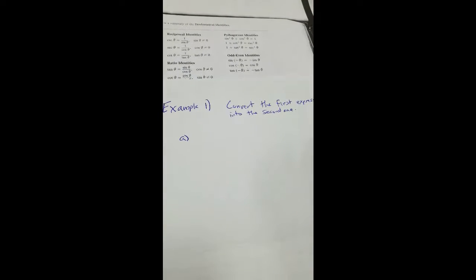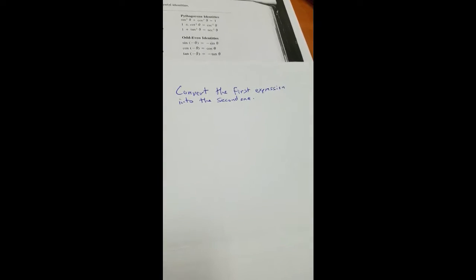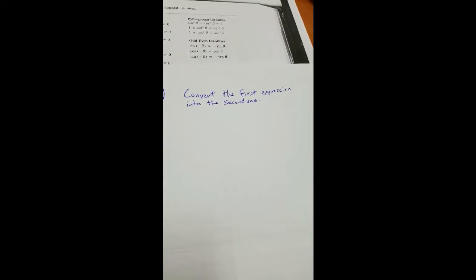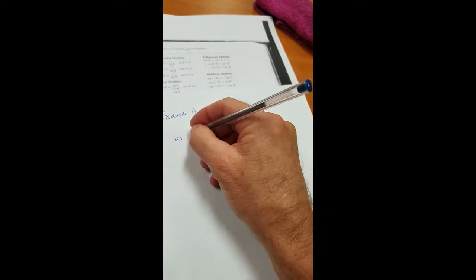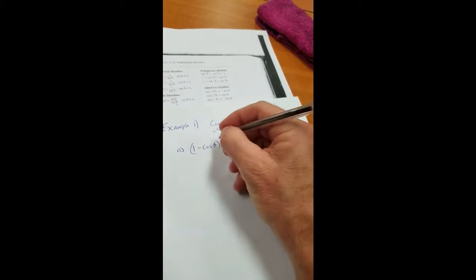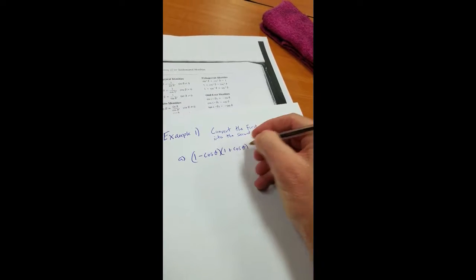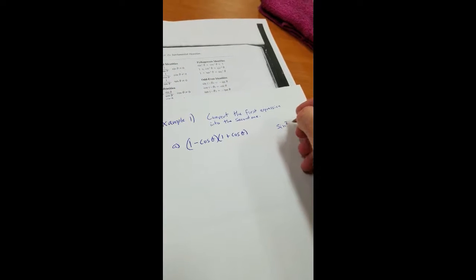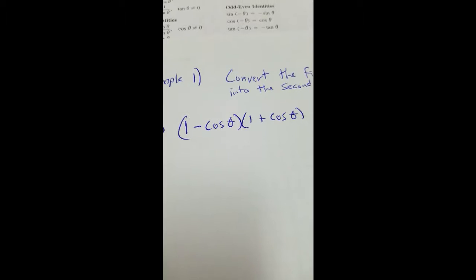We're just going to jump right in with example 1 here. The directions say convert the first expression into the second one. Example A: the first expression is 1 minus cosine of theta times 1 plus cosine of theta, and we want to convert it into sine squared of theta. So we want to make that expression eventually look like that expression.